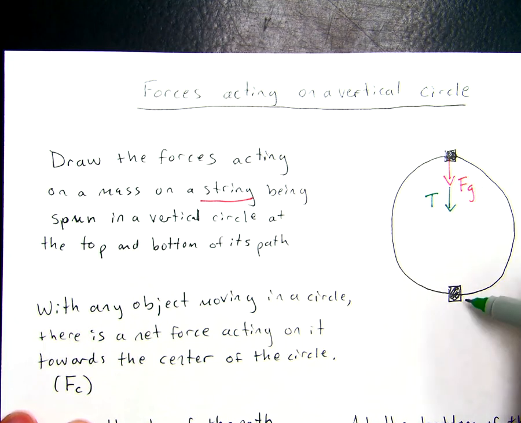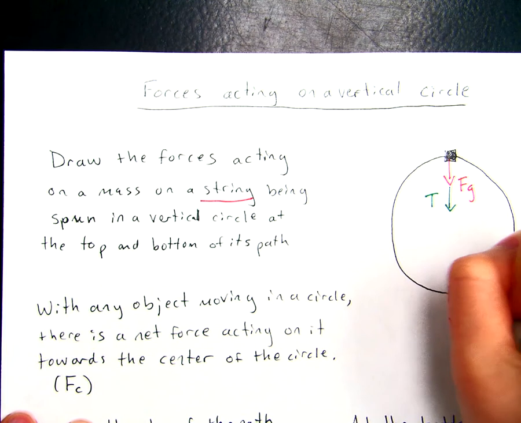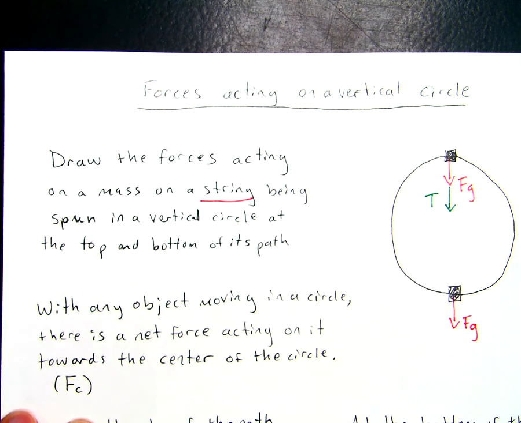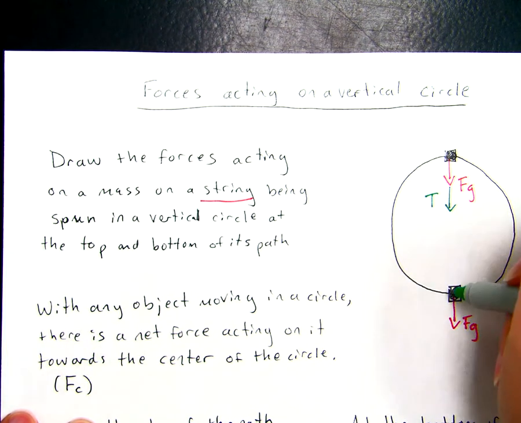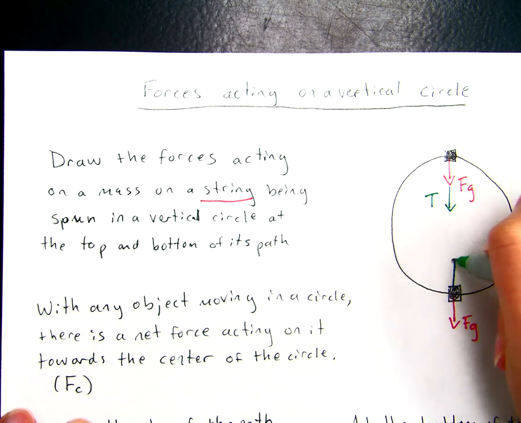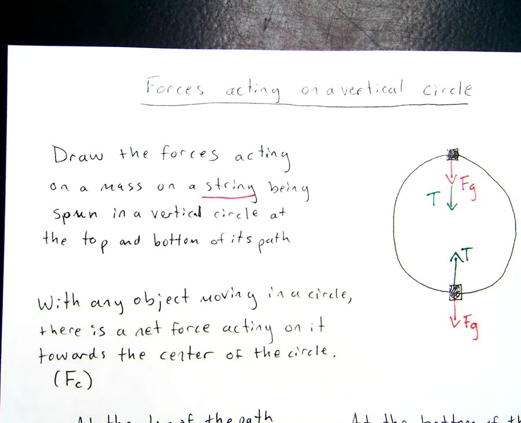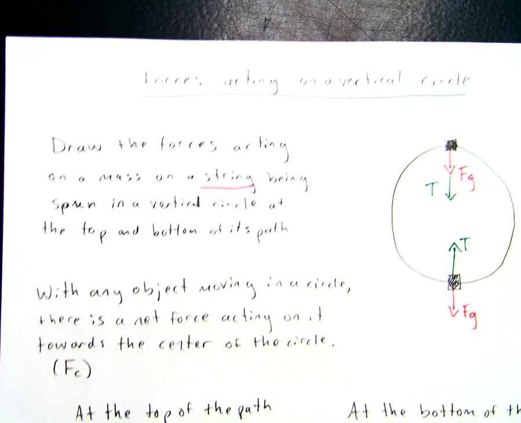At the bottom of the path, we have still the force of gravity, but in this case, which direction is tension pointing? Well, we're still going to be center seeking, and right now, gravity's not helping us reach the center. We're still going to have that tension force that's going to pull us towards the center. Okay, so that's the picture that we're going to look at for right now.